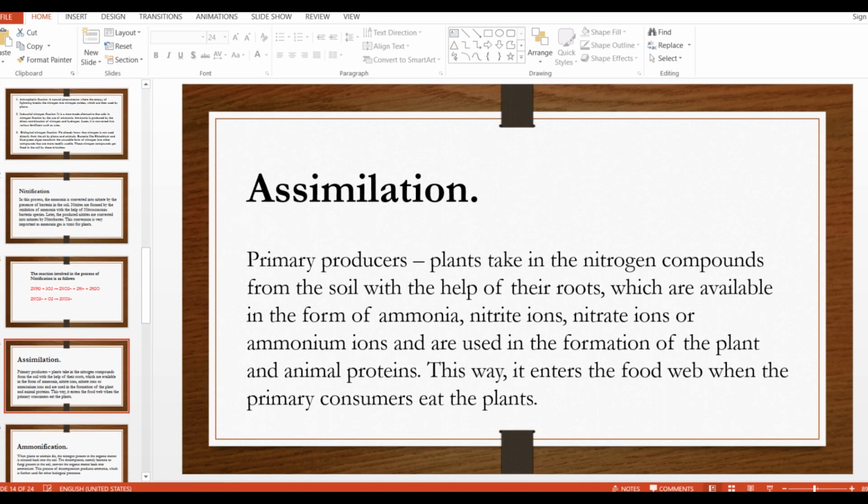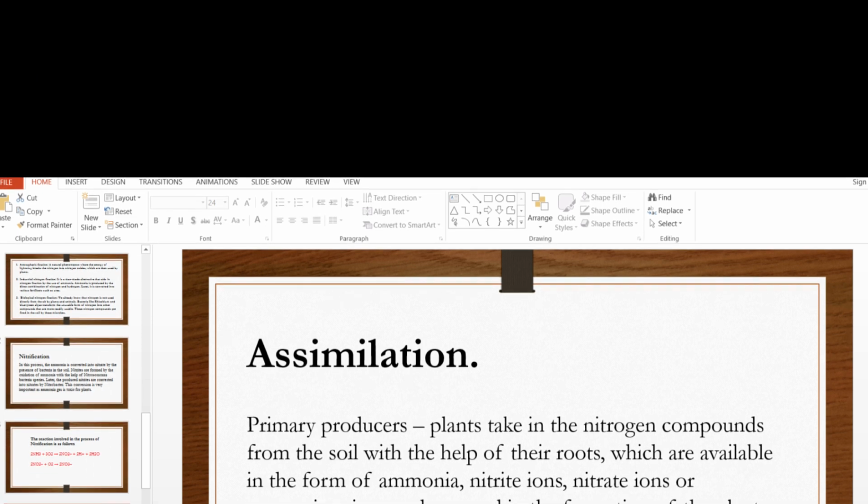Assimilation. Primary producers, plants, take in the nitrogen compounds from the soil with the help of their roots, which are available in the form of ammonia, nitrite ions, nitrate ions, or ammonium ions and are used in the formation of the plant and animal proteins. This way, it enters the food web when the primary consumers eat the plants.